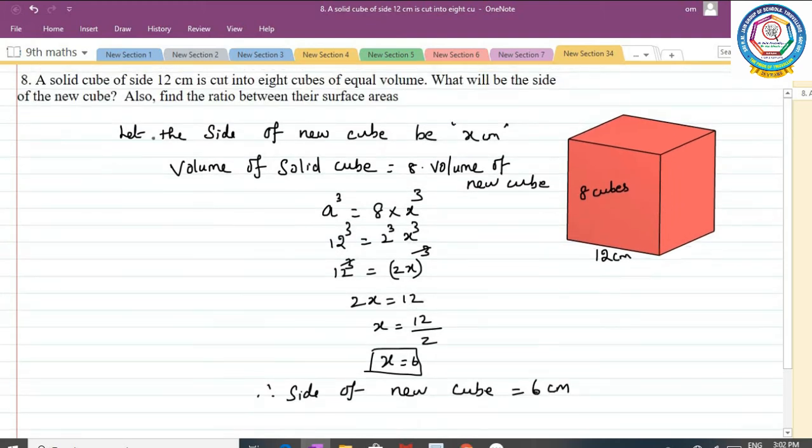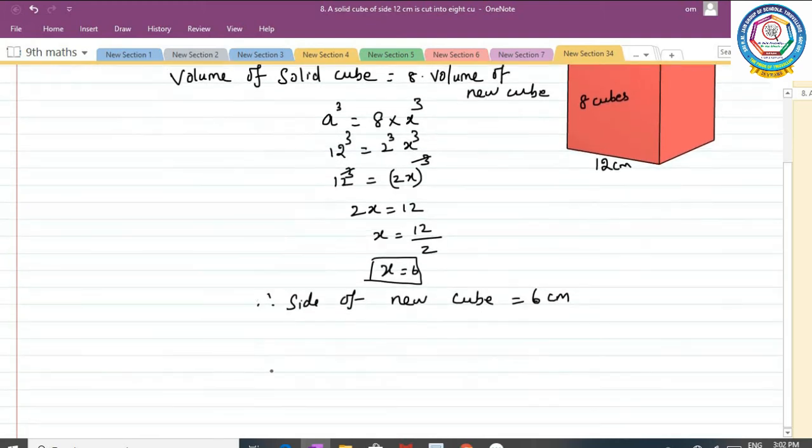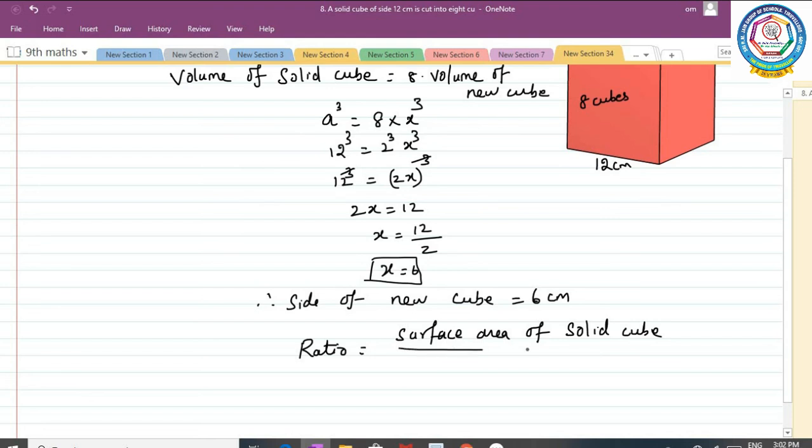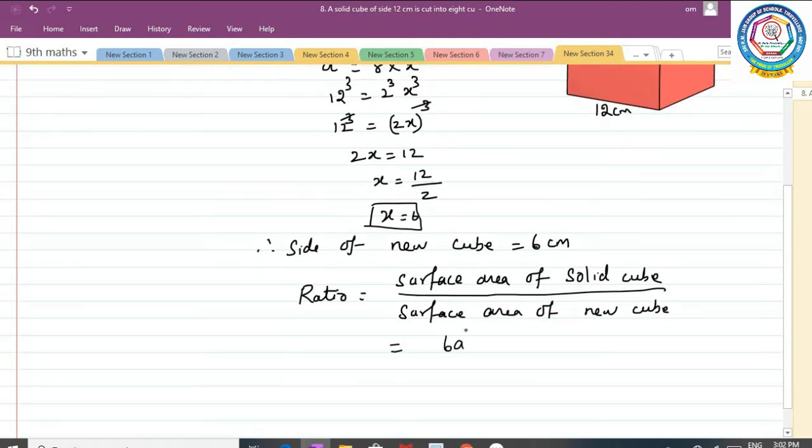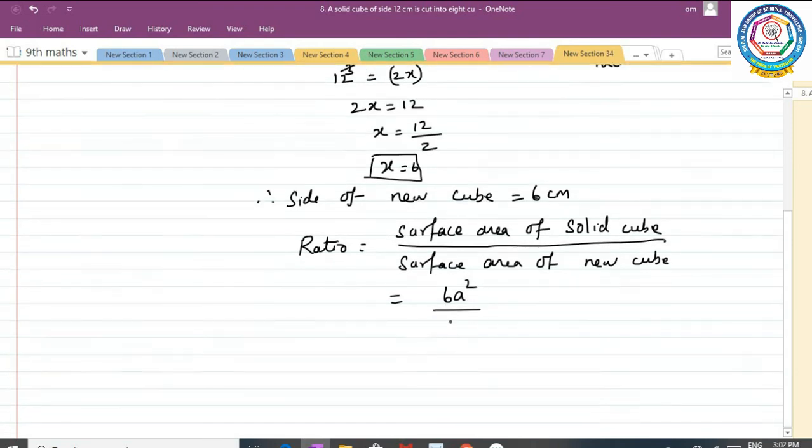They ask one more question: find the ratio between their surface areas. They ask ratio, so the ratio between the two surface areas. Surface area of solid cube by surface area of new cube. What is the surface area of cube formula? 6a square by surface area of new cube 6x square, because here I consider the side is x.